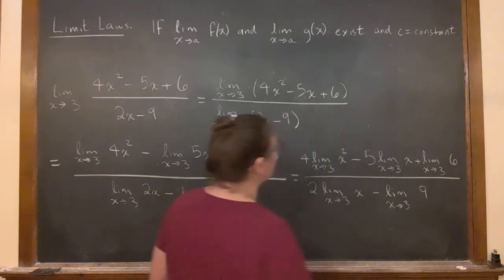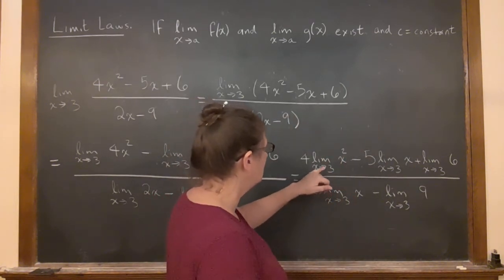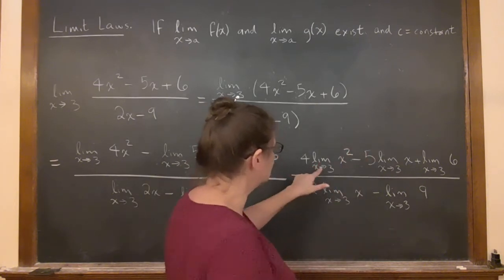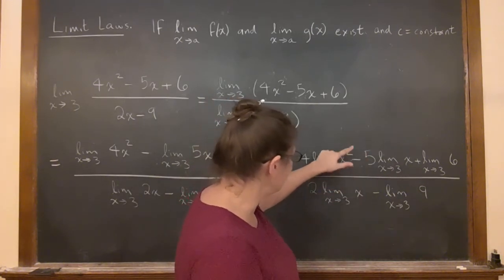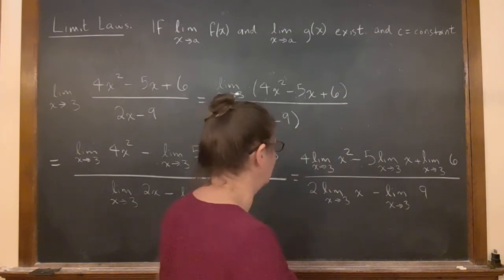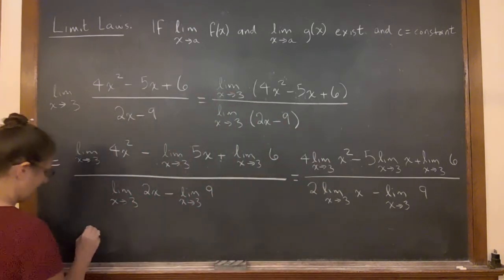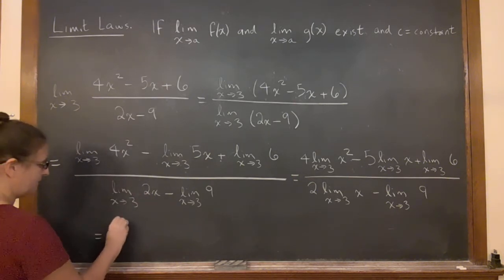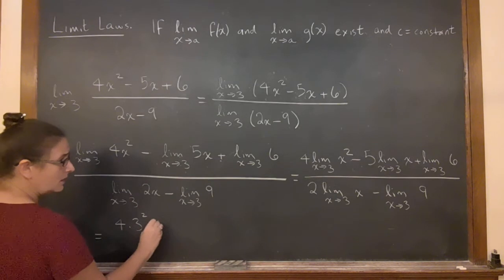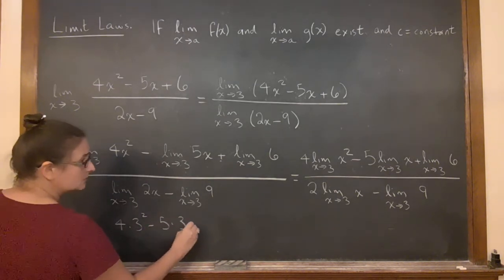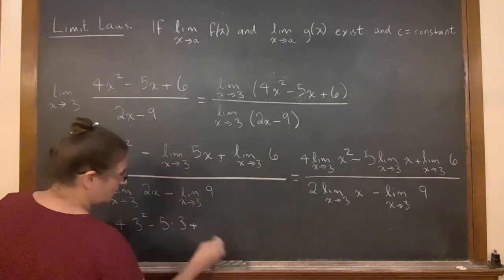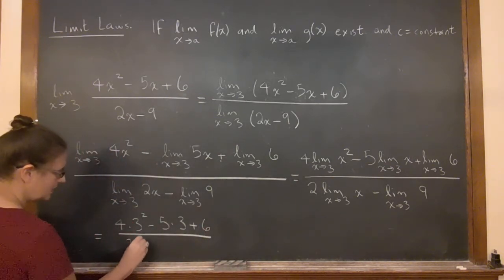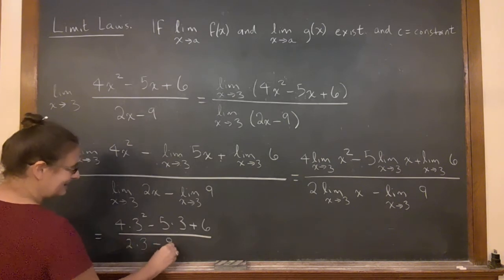And now if I think about what I just had written up here, that's a square, I can put in the 3. So when I evaluate this using that limit law, this is just going to be 3 squared. So let me just put this in here. It's a little bit smaller, sorry about that. But it's going to be 4 times 3 squared minus 5 times 3. And that is just the limit of a constant, so it's just going to be 6. Same thing, it's going to be 2 times 3 minus 9.